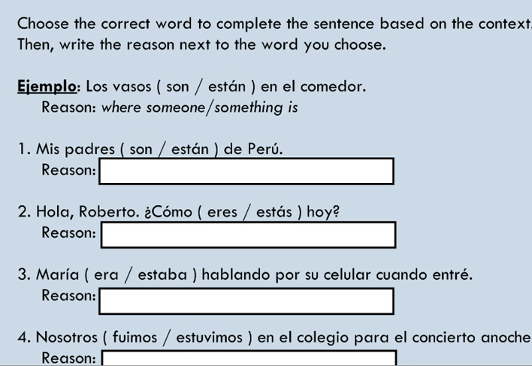Okay, let's move into the next phase of practice, which is when you use each one. So you're going to choose the correct word to complete the sentence based on the context. So you just circle the form and then write the reason. So be sure you use the notes you've just taken to get a good reason. So the example here, ejemplo, los vasos están en el comedor, because we're saying where something is. So pause and give the rest of these a try.